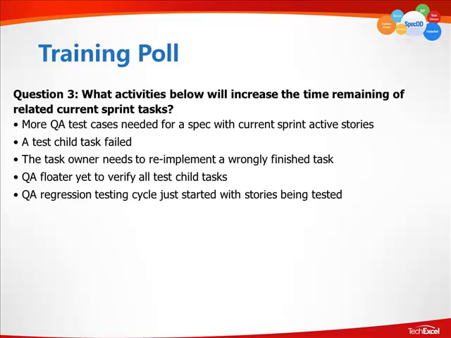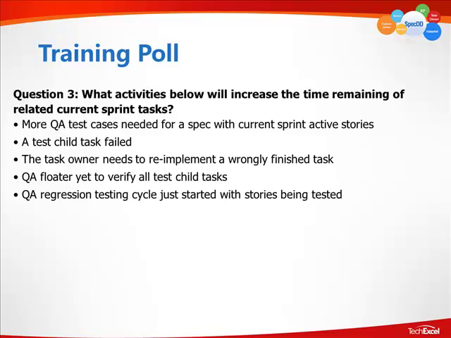So the first choice, more QA test cases needed for a spec with current sprint active stories. This has nothing to do with the developers at all. The question is asking what will increase the time remaining for the current sprint tasks, meaning what will increase the time remaining efforts that developers estimate in their current sprint. So more QA test cases, that's something on the QA side.